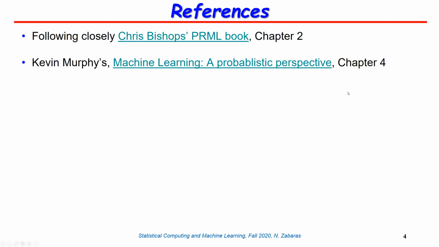Kevin Murphy's chapter 4 is completely devoted to calculations with the multivariate Gaussian, and various aspects that we will use today are also embedded within chapter 2, but obviously the slides here provide a little bit more details and some derivations that you will not see explicitly in these books.